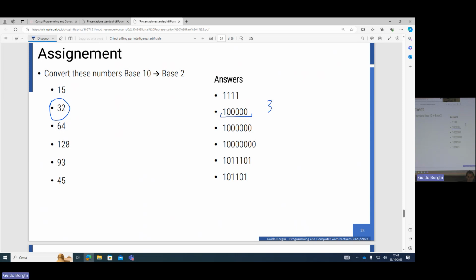Since I know that 32 is 2 to 5, I can write a number in which the 1 is in the 5th position, starting from 0, okay? 0, 1, 2, 3, 4, 5. The 6th position, but starting from 0, is 2 to 5. We can apply the same technique with 64, 128, since they are powers of 2. But you are forced to use the method that I showed you before with a number, for example, 45 or 93, since in this case we don't have a power of 2.